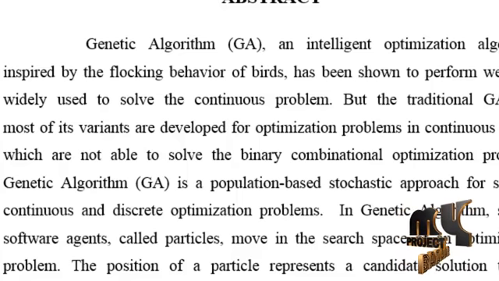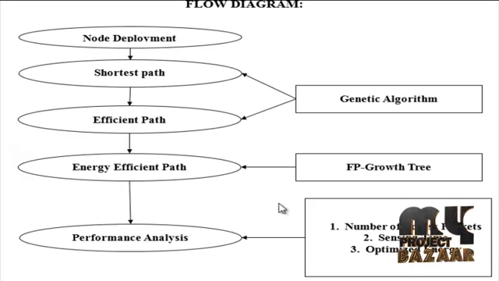This system proposes an enhanced OERP that eliminates individual node formation and improves the overall network lifetime when compared with the existing protocols. Here, the FP growth tree algorithm and the genetic algorithm are used: the genetic algorithm is used to find the shortest path, whereas the FP growth tree is used for finding the energy efficient shortest path. Let me discuss the flow diagram for our process.